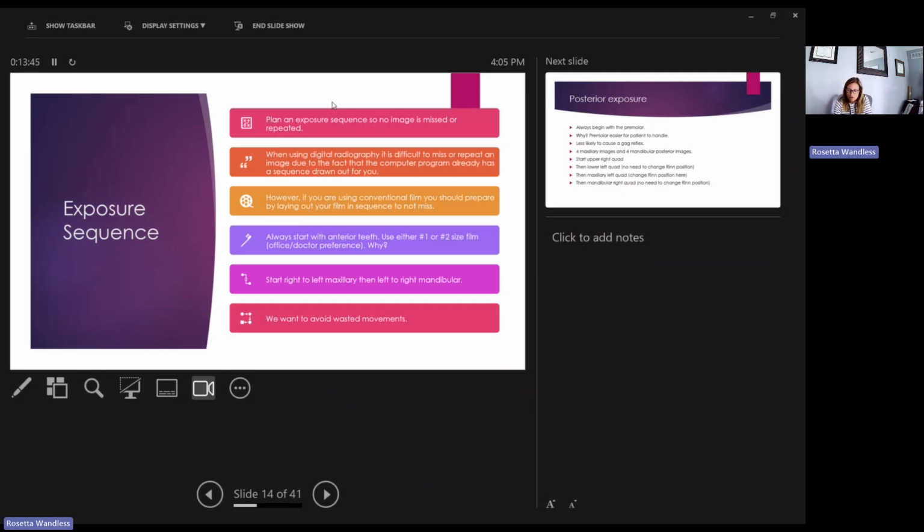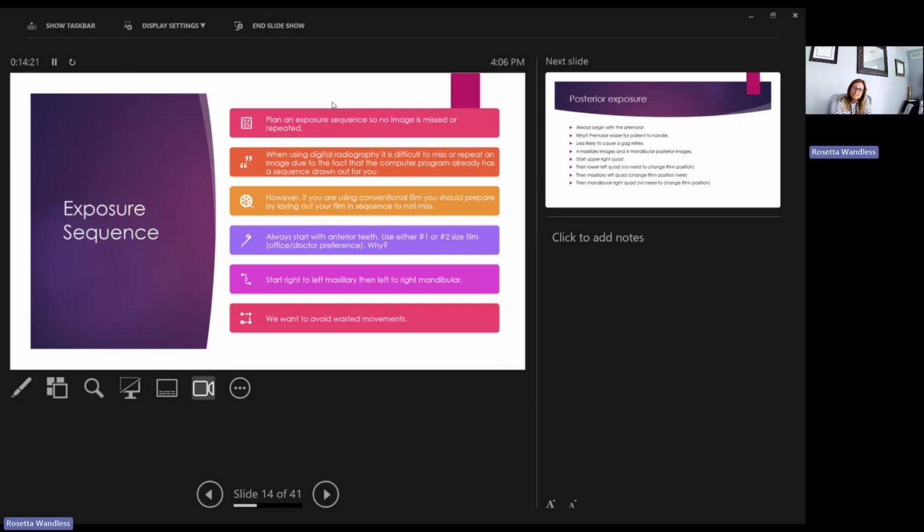We are going to start, it is recommended to start with the anterior teeth using either a 1 or 2 size film. We can use office or doctor preference. The reason why we recommend an anterior start is so that we don't trigger a gag. Once you trigger a gag, it's very hard to reverse. So basically we try to avoid that and start with the anterior teeth first. We want to start right to left maxillary, and then we drop down left to right to the mandibular. So it's like a C that we're going.